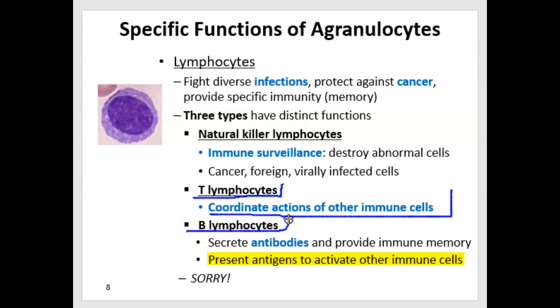B lymphocytes are called B cells because they mature in the bone marrow. These are the cells that release antibodies against foreign antigens that have been introduced. So when you're infected with something, a B lymphocyte would release an antibody that is specific against that particular foreign particle.